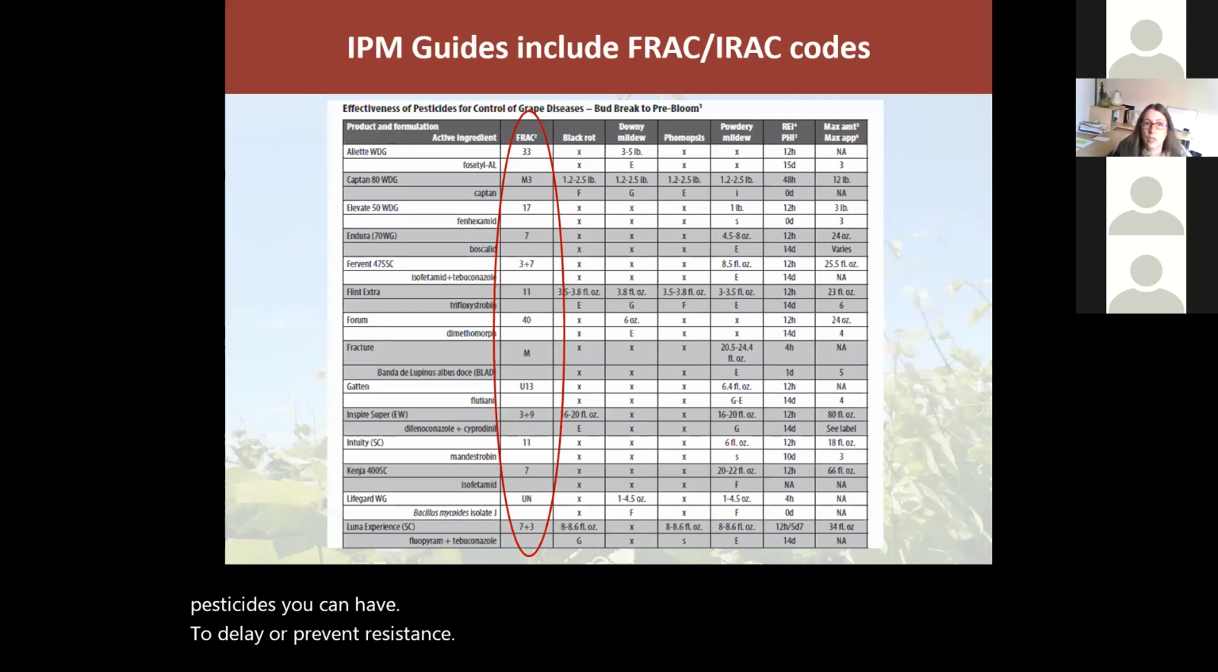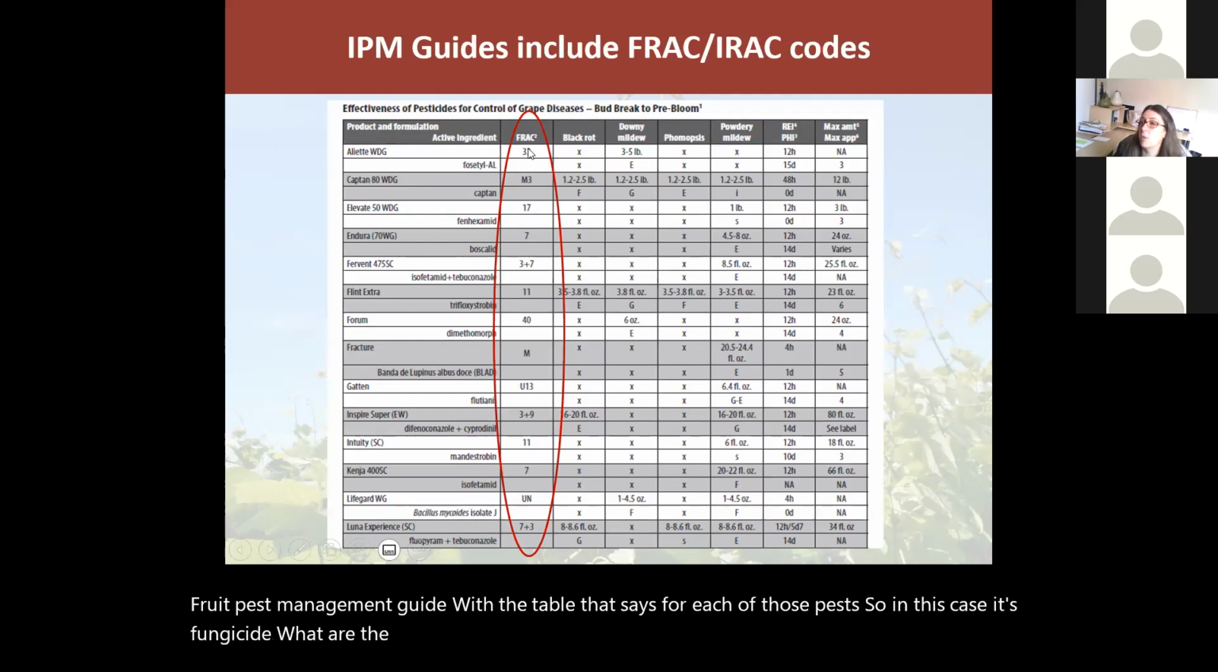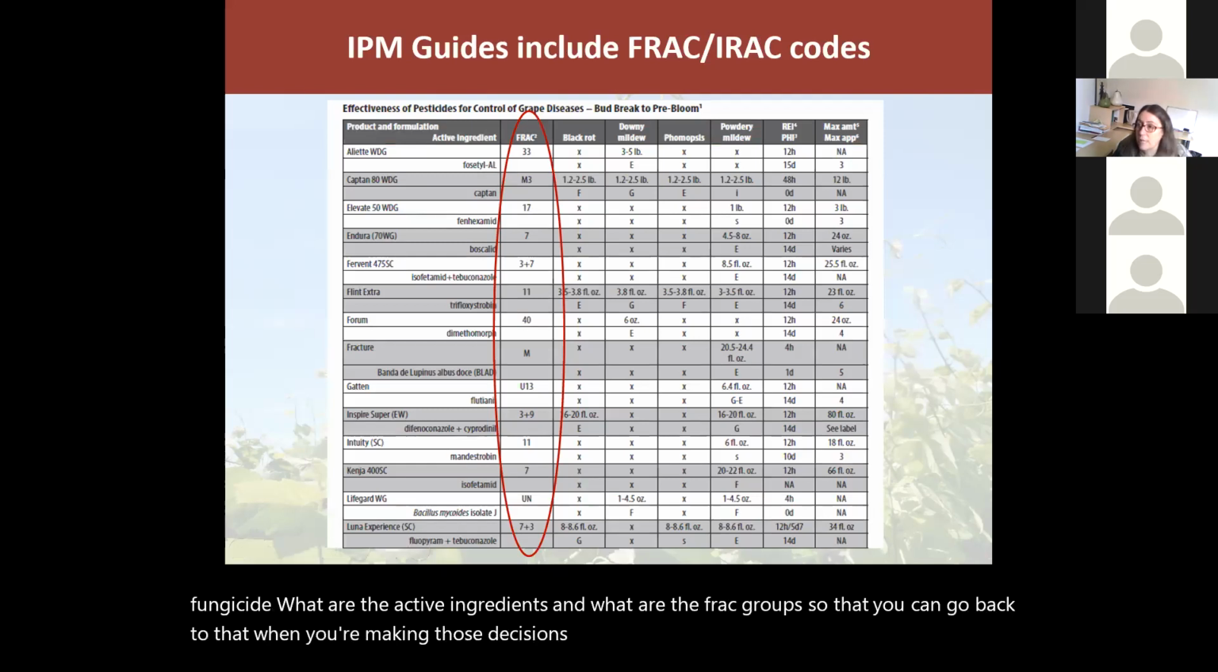And here you have an example of the IPM fruit pest management guide with the table that says for each of those pesticides, in this case fungicides, what the active ingredients are and what the FRAC groups are, so that you can go back to that when you're making those decisions to make sure that you rotate amongst those different chemistries.